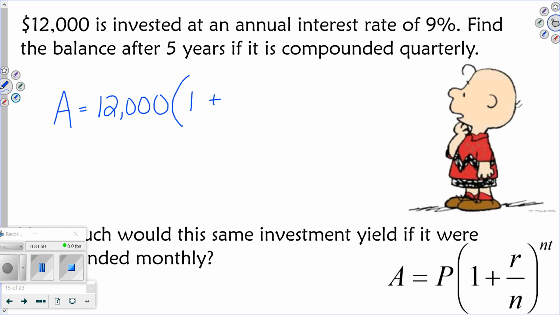1 plus my rate. How would you write 9%? 0.09. If you write 0.9, that is 90% interest, which will never happen in your lifetime, so don't write that, okay? All right, and then N, how many times is quarterly? That is 4 times a year. And then my exponent is 4 times, how many years? It asks for 5 years.